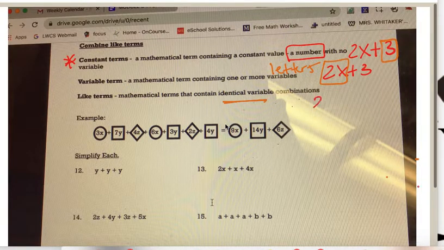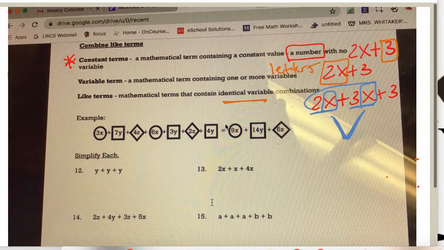If I did 2x plus 3x plus 3, well, I noticed that I have a 2x, x being the variable, and a 3x, another x as a variable. Those variables are identical. They're both x's, so I can put these two together. So it would now be 5x, and it would look something like this if I broke it down.